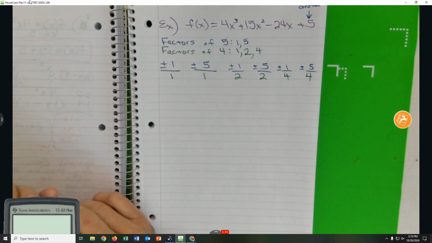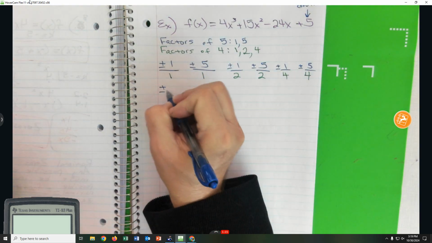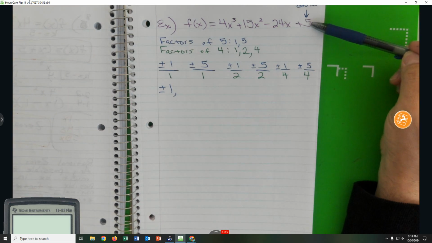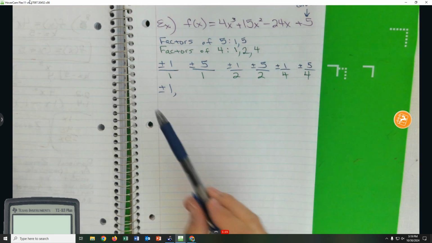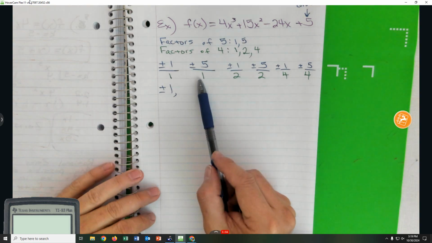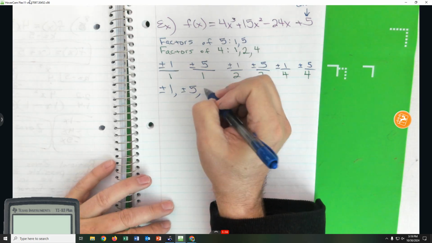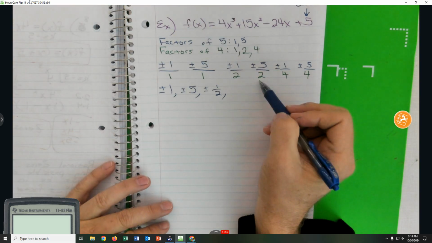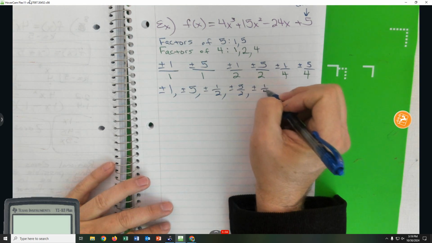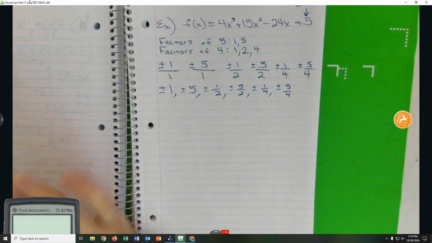And that looks bad, but we can simplify these fractions. Like 1 over 1. That's 1. And you should be able to convince yourself that 1 will always be a factor of the constant, and it's going to be a factor of the leading coefficient. So positive or negative 1 is always a possible 0. And then 5 divided by 1, that reduces nicely just to 5. 1 over 2, that's 1 half. 5 over 2, 5 halves. 1 over 4, we can't reduce that, that's just 1 fourth. And 5 over 4, here are all of the possible rational zeros.